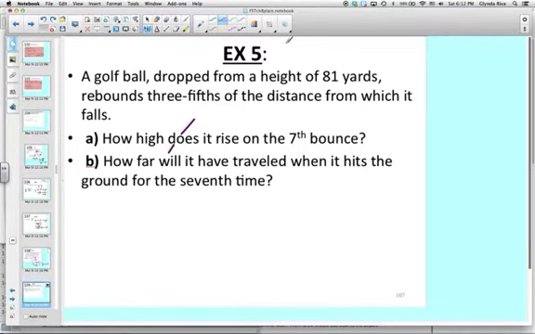Okay, the golf ball is dropped 81 yards. There's your 81. It rebounds 3/5 of the distance. Now let's start getting some questions. How high does it rise on the 7th bounce? On the 7th bounce. That's one term of a sequence.